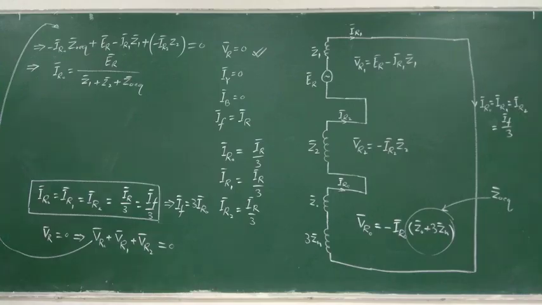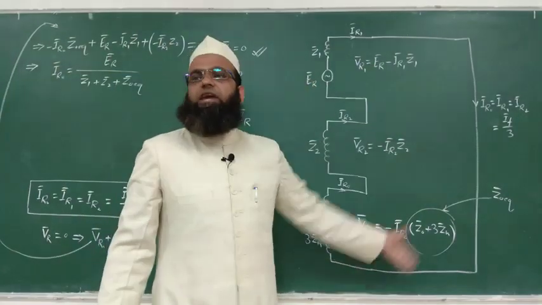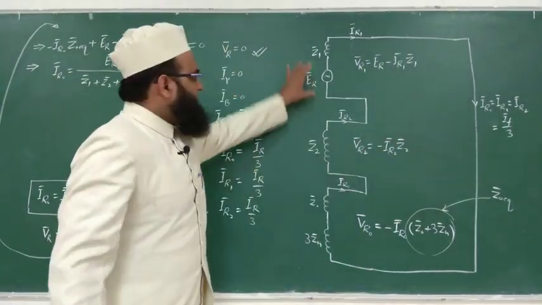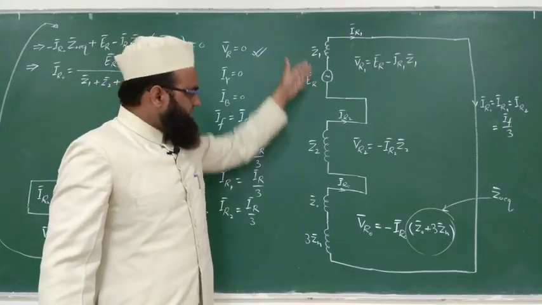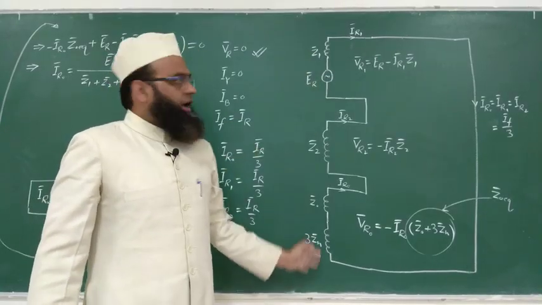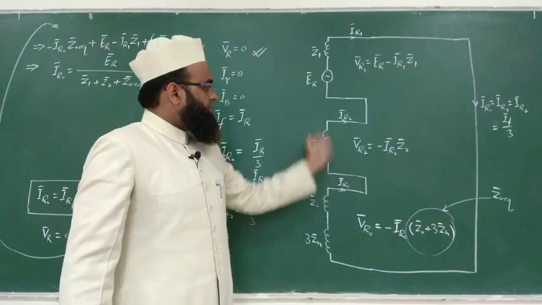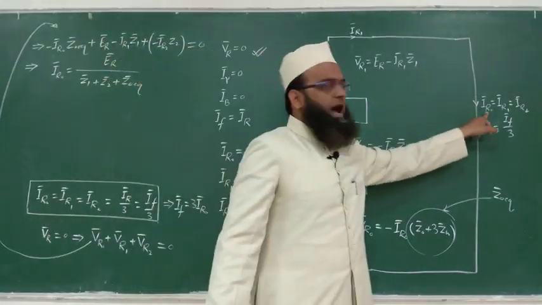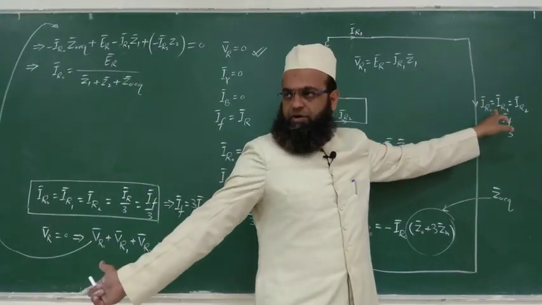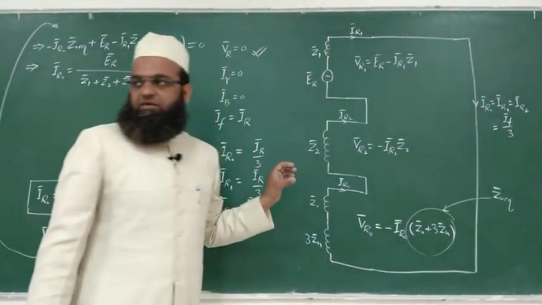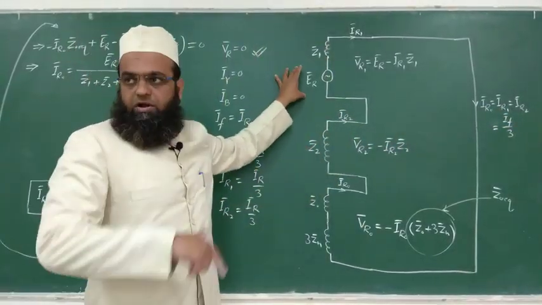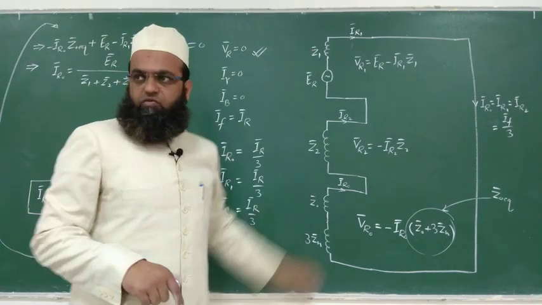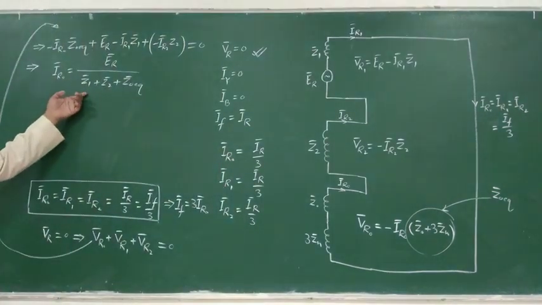From this network also you may directly apply KVL. This is the EMF. All impedances are in series, and the current flowing through this network is the same as it is series connected. So that current, IR0 or IR1 or IR2, all are same, may be written as this EMF upon the sum of all these three impedances. We are getting the same, is it not?